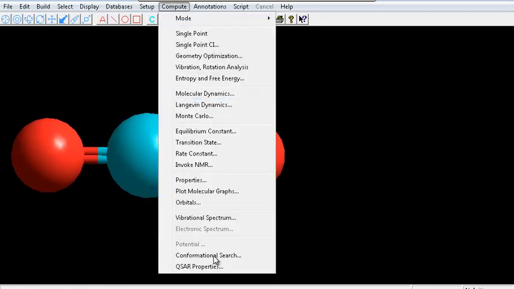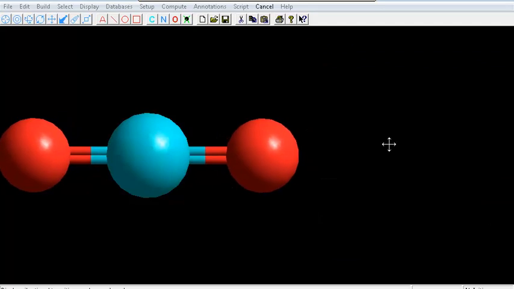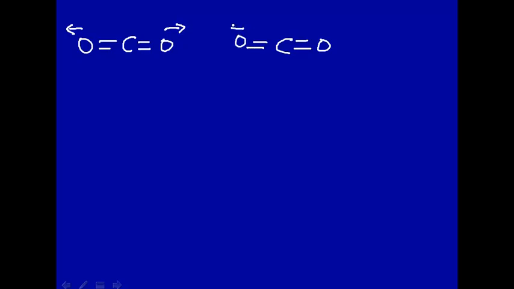Let's look at another normal mode. Let's look at this one here. And this looks like a symmetric stretch. All right, let's write on here what those two normal modes are. We had the symmetric stretch, where this went out this way, that went out that way, and the carbon remained the same. We also had the asymmetric stretch, where say this oxygen went that way, the carbon went that way, and that oxygen went that way.